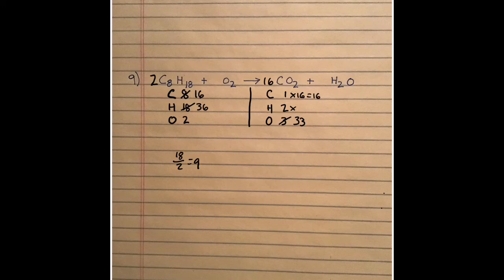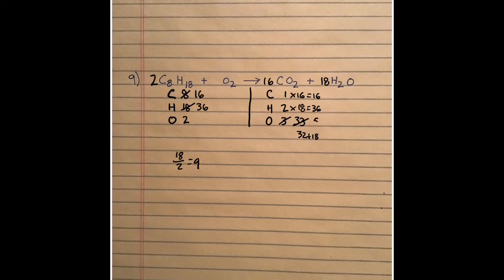And then my oxygens will change. 16 times 2 is 32, plus the 1 in water gives me 33. Then I put an 18 in front of the H2O to balance those out. And now that is where we just have to start thinking and maybe adding up some things. But we'll see that we have 32 oxygens from the CO2 and then 18 oxygens from the water.